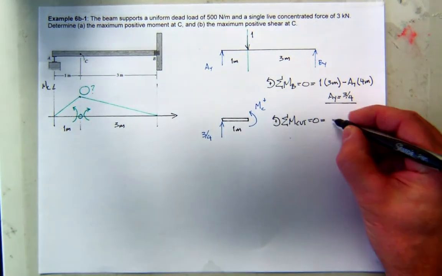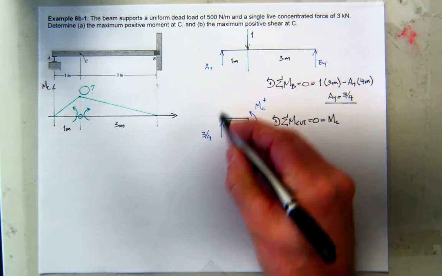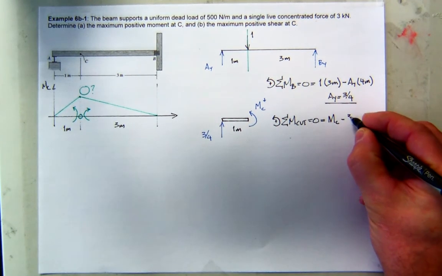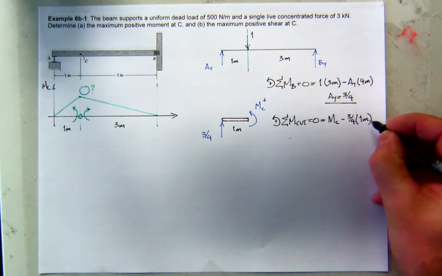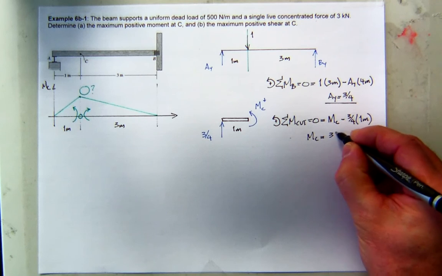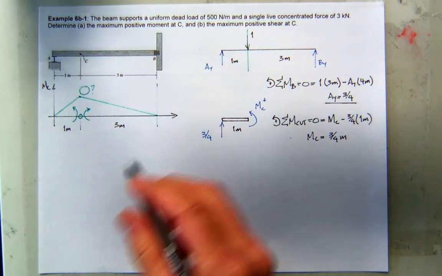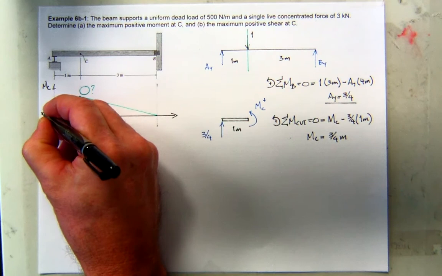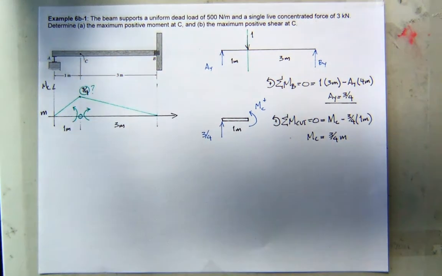Okay, so the moment at C is positive. The reaction is going to create negative moment, and that'll be a force of 3/4 and a distance of 1 meter. So the moment at C is going to be 3/4 of a meter, or 3/4 meter. So that means all the values on this are in meters, and this becomes 3/4. We just found it.